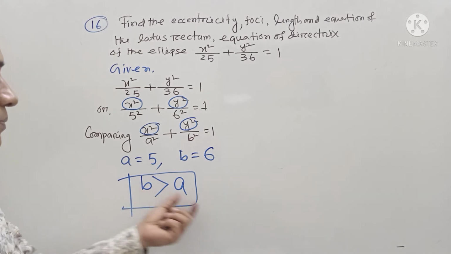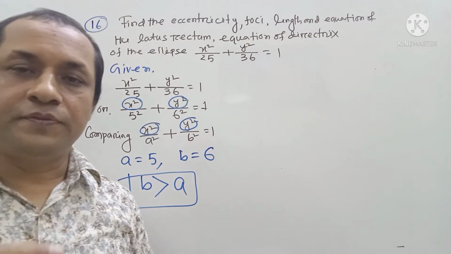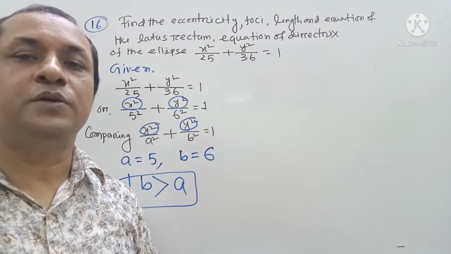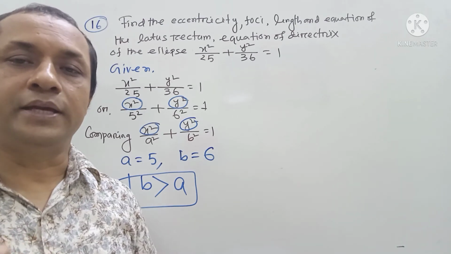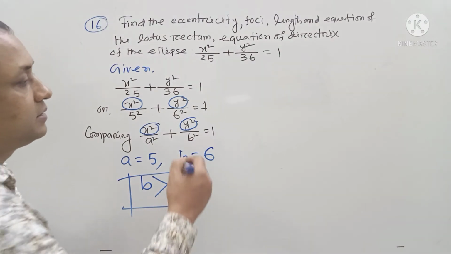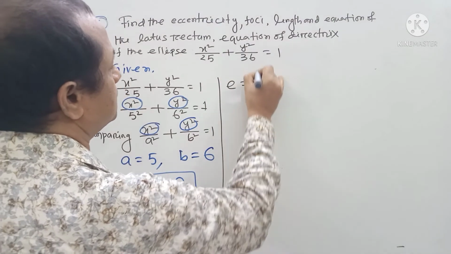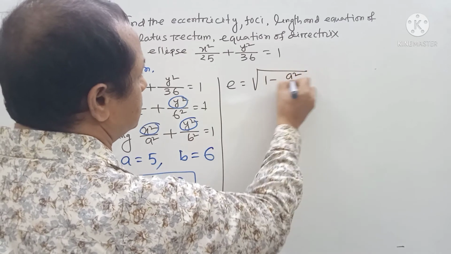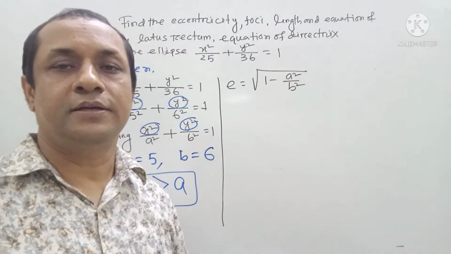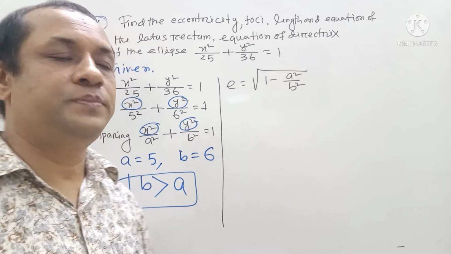Now student, here b is greater than a, so find the eccentricity. If b is greater than a, as you have learned, eccentricity e equals root over 1 minus a square by b square. Attention please, student, here b is greater than a, so we know that e equals root over 1 minus a square by b square.